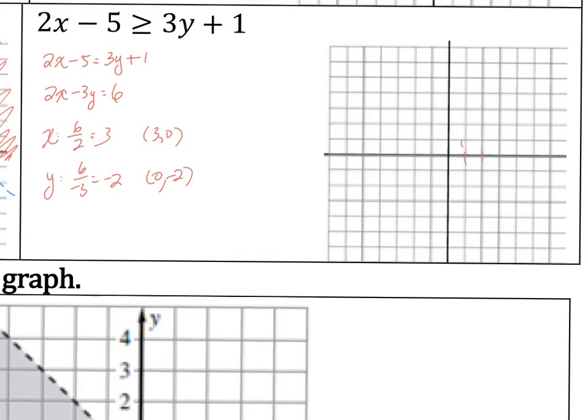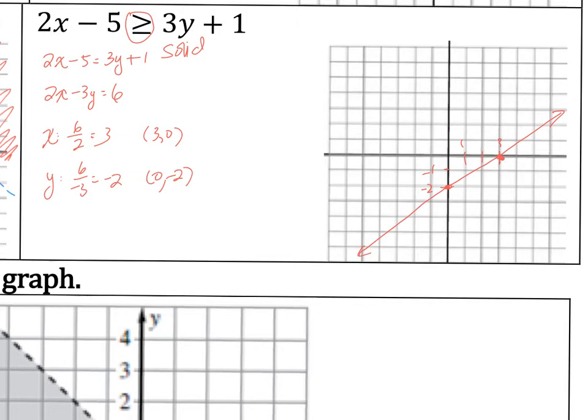1, 2, 3. And negative 1, negative 2. And because it's a greater than or equal sign, it should be a solid line. Let me go ahead and draw my line.